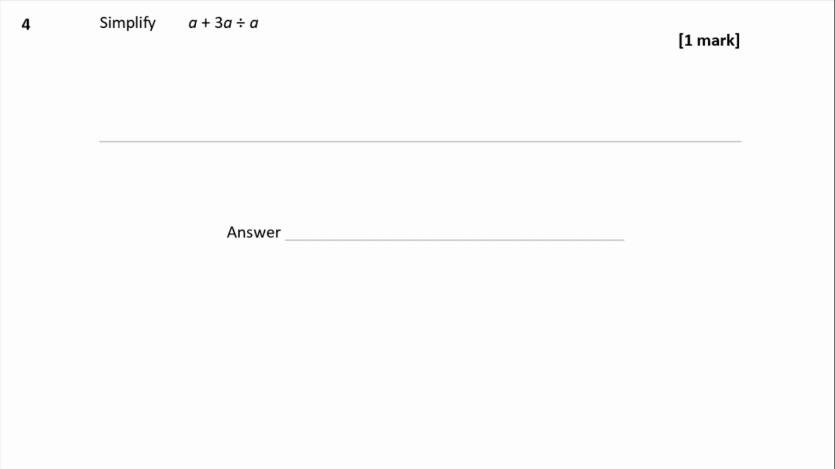Question 4, simplify a plus 3a divided by a. Okay, so we need to be following the order of operations, or we can think of BIDMAS as a way of remembering that order. So here I've got division and I've got addition. So division trumps addition, doesn't it? Okay, in the BIDMAS order. So I'm going to have to do that division first. 3a divided by a. Well, those a's are going to cancel each other off, isn't it? And it's just going to be 3.